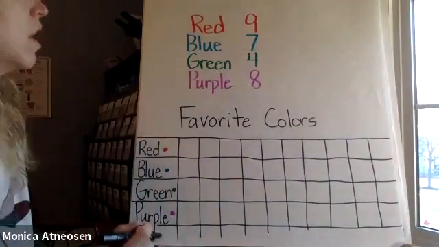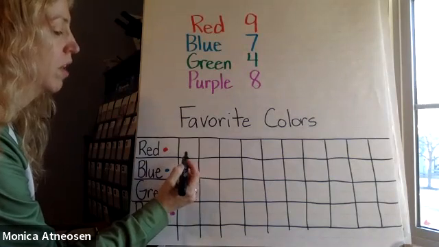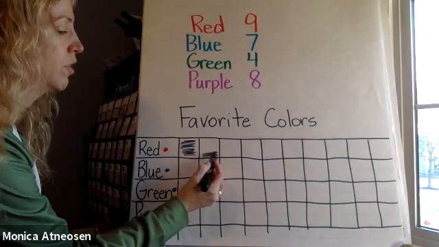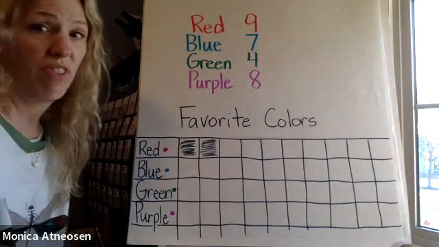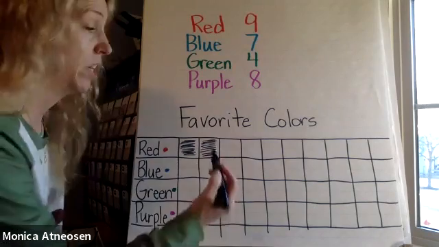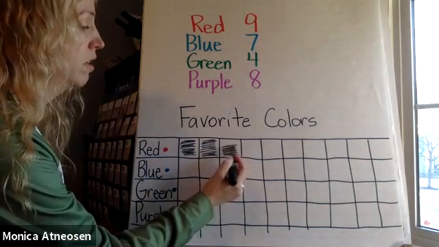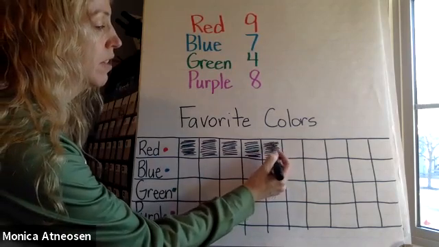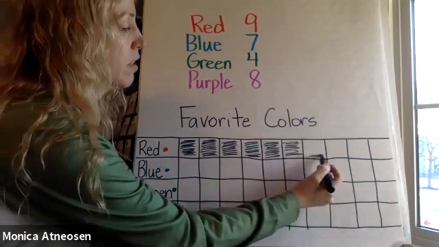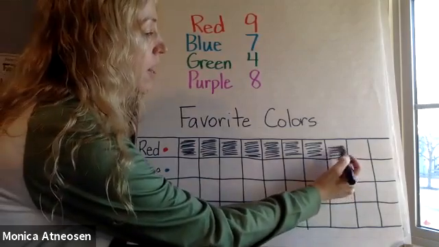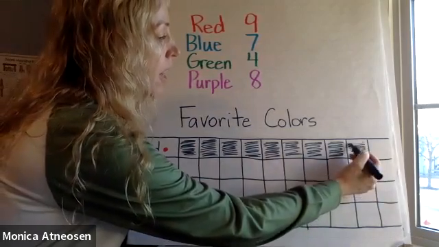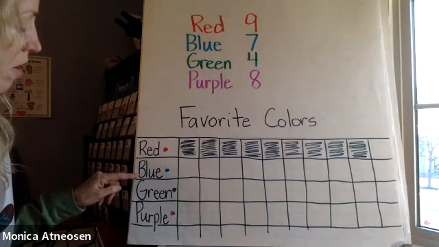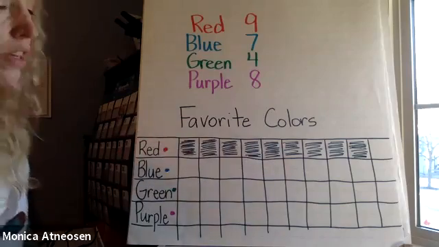I need to do 9 of these squares for the kids who liked red. So 1, 2, and I'm not doing it fancy because remember, it's math, it's not fancy art. 3, 4, 5, 6, 7, 8, 9.